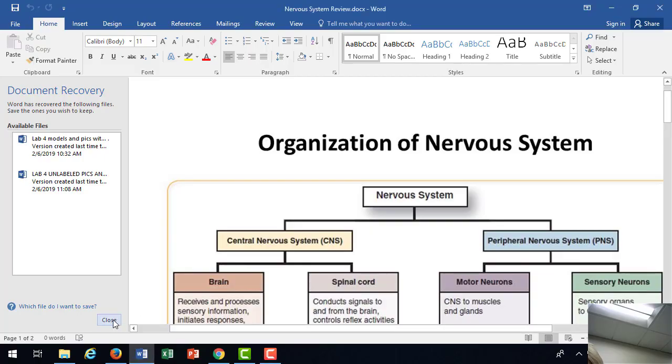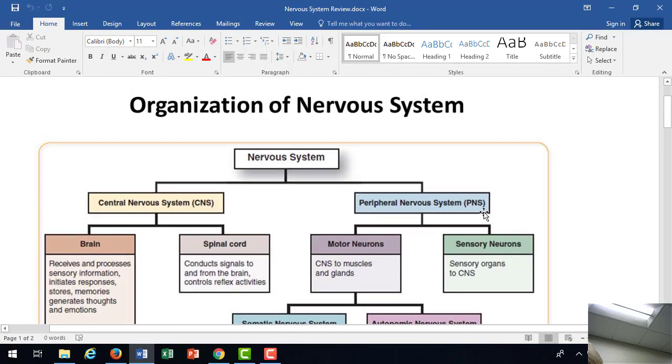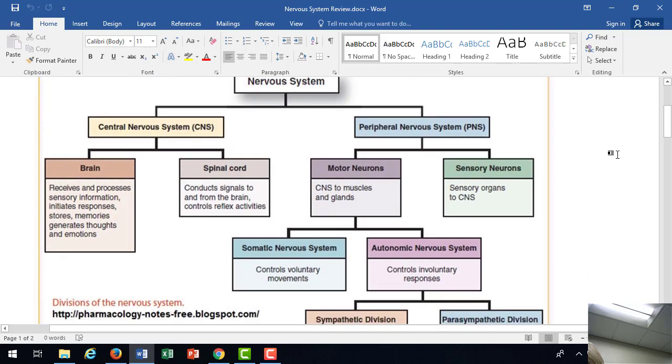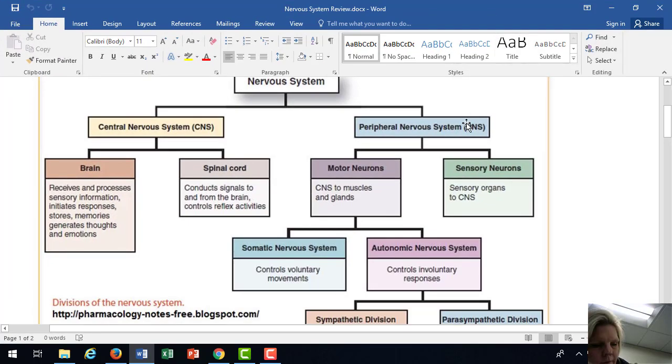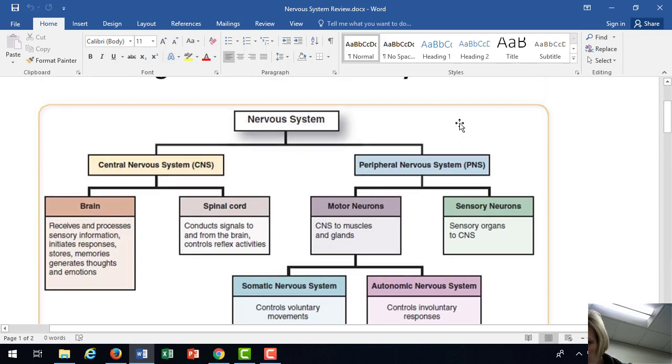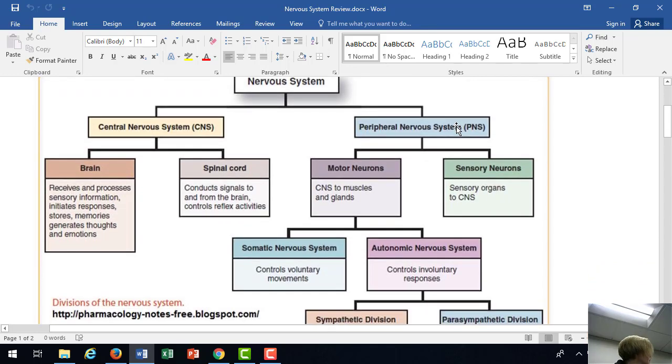All right, we're going to start with a little review of the nervous system to refresh everybody's memory. When we look at the nervous system, it's broken down into different parts. We have the central nervous system and the peripheral nervous system. The central nervous system, remember, is made up of the brain and spinal cord. So that's where all the processing occurs in the nervous system.